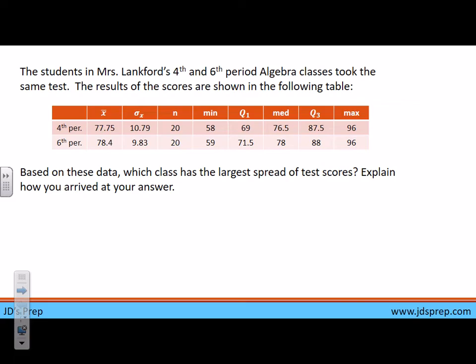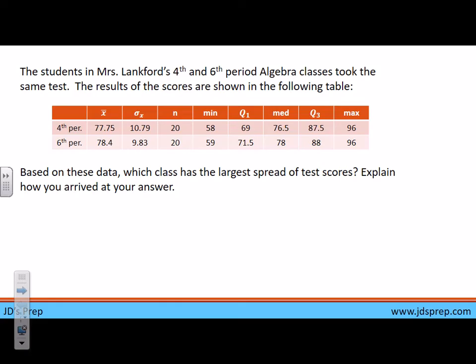In this problem, we're told that the students in Mrs. Langford's 4th and 6th period algebra classes took the same test. The results of the scores are given in the table below, where we are shown for both 4th period and 6th period, x bar, sigma x, n, and then the 5-number summary, the min, Q1, median, Q3, and max. Based on the data in the table, we want to know which class has the larger spread of test scores and explain how we arrived at our answer.